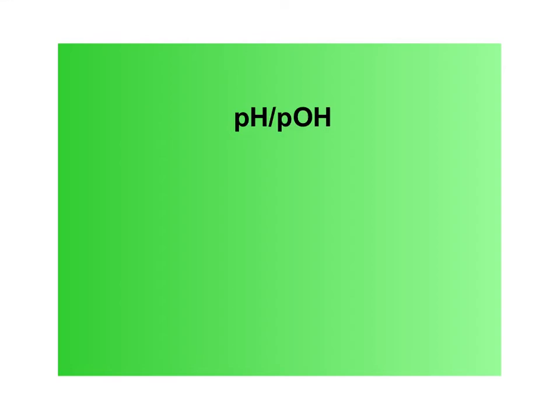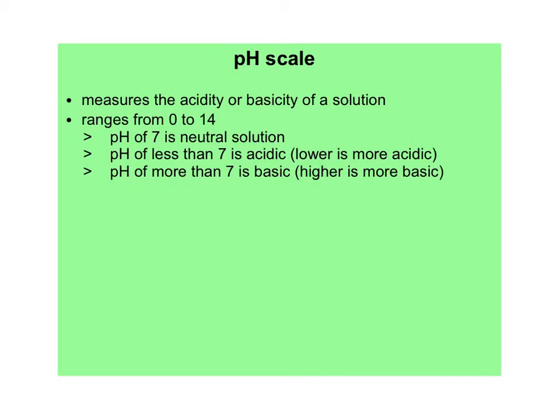In this lesson, we will discuss pH and pOH. The pH scale and the pOH scale measure the acidity or basicity of a solution. For the pH scale, the range is 0 to 14. 7 is neutral. Anything less than 7 is acidic. Anything greater than 7 is basic. The lower your pH is, the more acidic. The higher the pH is, the more basic.